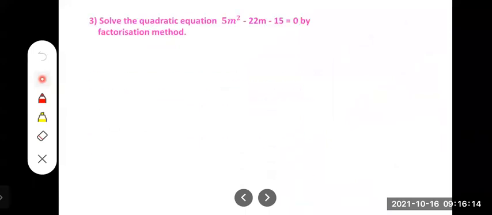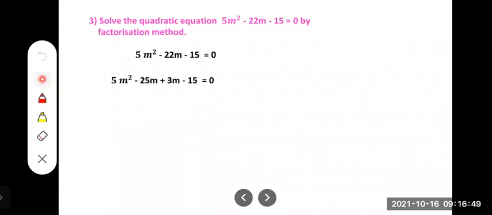Now you see here, next one. Solve the quadratic equation 5m square minus 22m minus 15 equal to 0 by factorization method. Clear, children? Here you see, it is not 1. The coefficient of m square is more than 1. So if it comes like this, what do you have to do? Write first here 5m square minus 22m minus 15 equal to 0.